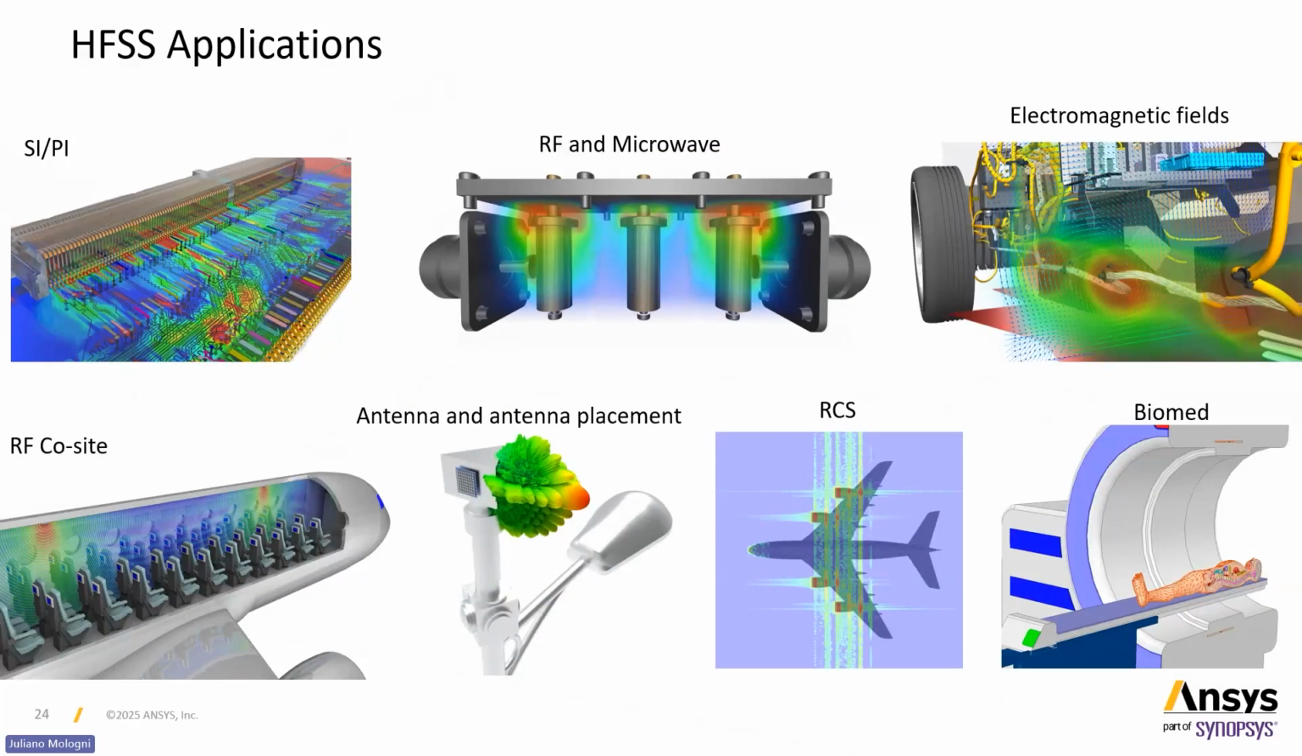HFSS is widely used. It stands for High Frequency Structure Simulator. So we also use HFSS for SIPI, Signal Integrity, Power Integrity. It's not as fast as SIwave, but it's a 3D full wave simulation. It's extremely accurate, but also for RF and microwave, antenna design, antenna placement, radar cross-section, and biomedical applications. I mean, we have thousands of HFSS users. Thousands of companies actually are using HFSS. And it has been on the market for more than 4 decades. So it's a very established tool.